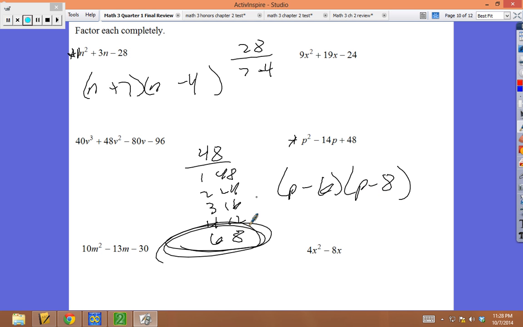Then this guy's going to be pretty easy, too. Let's try for the GCF. If it's a binomial, let's see if we can factor out a GCF. So I'm going to divide both these guys by 4x, so it's going to be 4x times x minus 2.